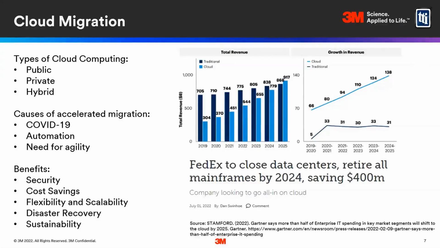FedEx, in migrating their data centers to the cloud, anticipates savings of over $400 million by 2024. So for an enterprise, those kinds of cost savings, with the benefits that we've spoken about just a moment ago, are really compelling for more and more companies to move to the cloud.